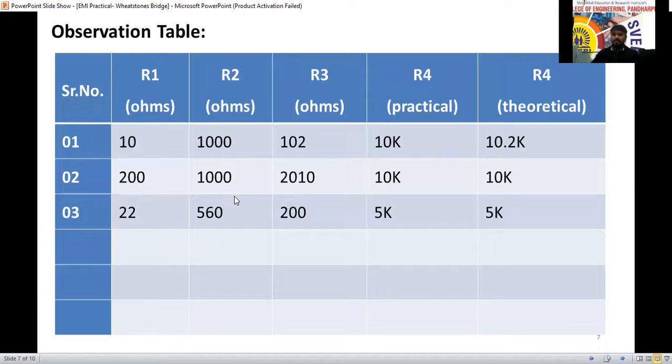So based on this, we are going to perform the practical now. I will join by mobile and switch over there. Just a minute.